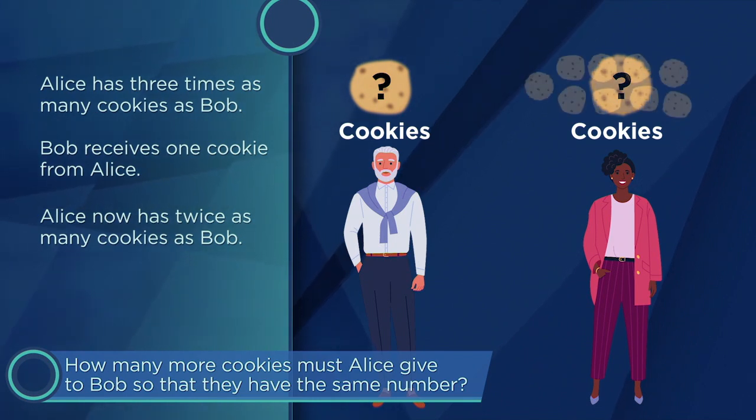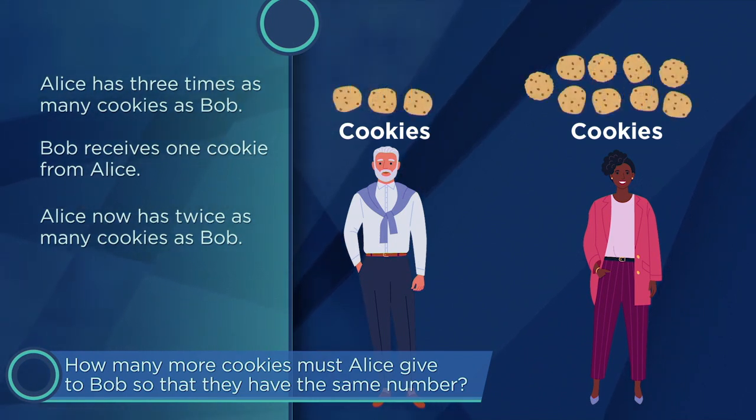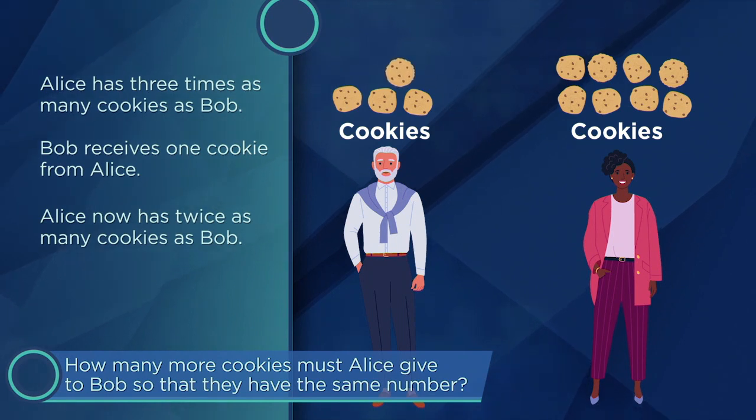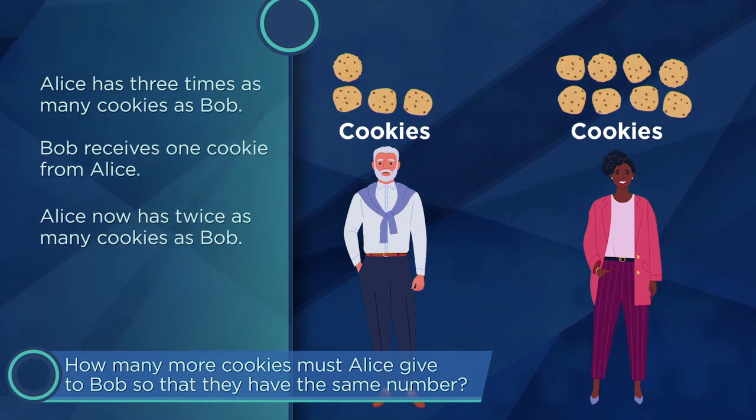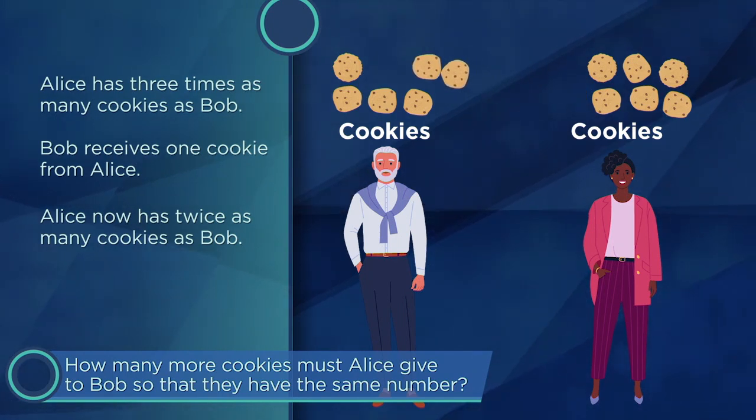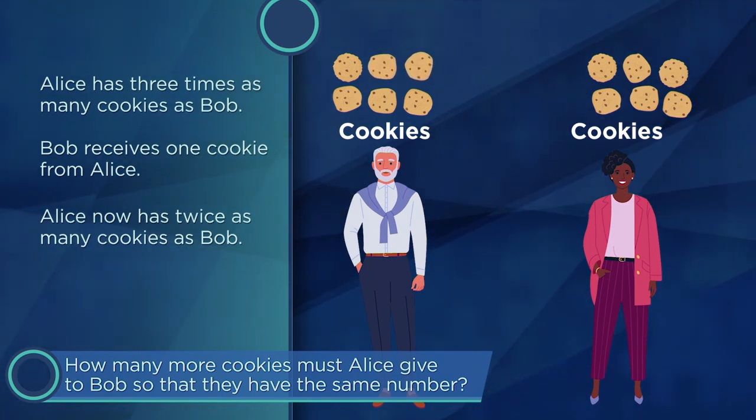Initially, Alice must have had 9 cookies to Bob's 3, since she had 3 times as many cookies and there are 12 in all. After handing over 1 cookie, Bob had 4 and Alice had 8, which is twice as many. And since the question asked for the number of cookies Alice must give to Bob for them to have the same number, the answer is that she must give him 2 more, after which they will both have 6. A very elegant solution, I think.